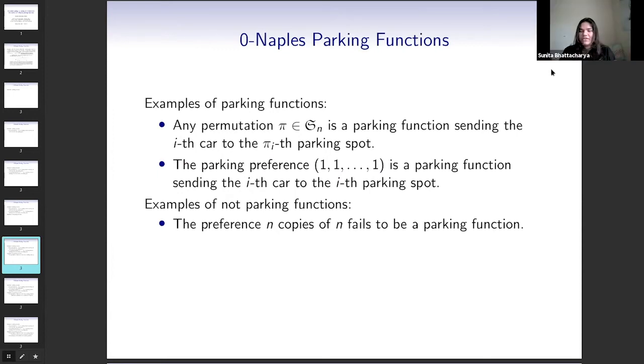But you start with the cars having the same preference, is that it? So each car has a preference. They don't have to be the same. That was an example of a parking function. So again, a permutation won't be like that. If the first car wants the second spot, and the second car wants the first spot, then the first car will come in and it'll check the second spot immediately and park there.